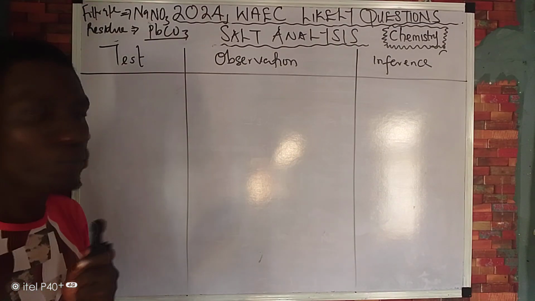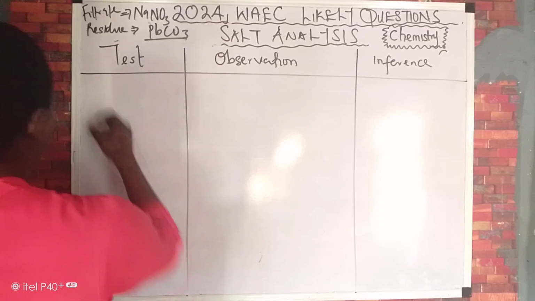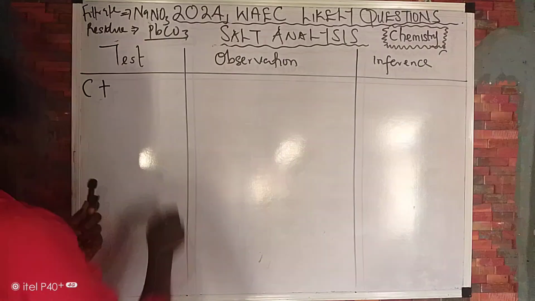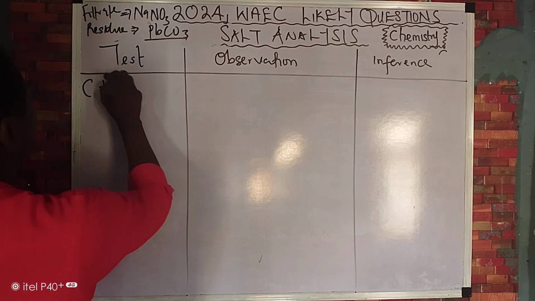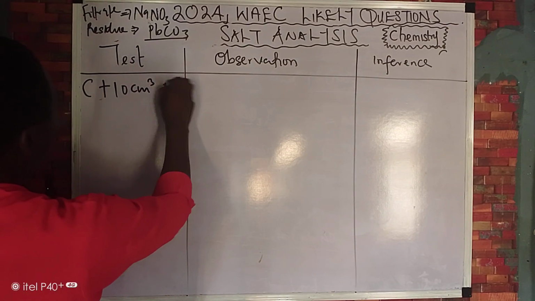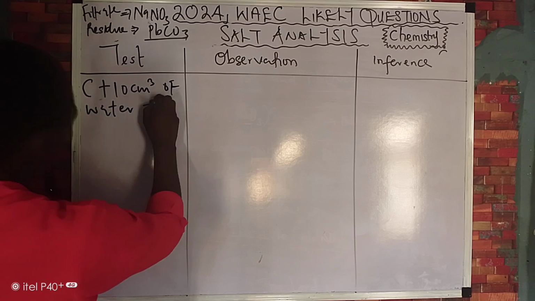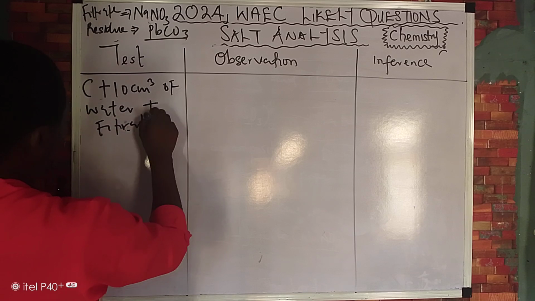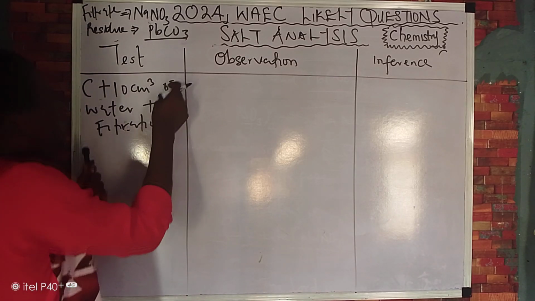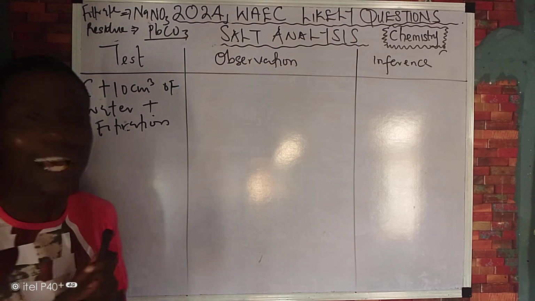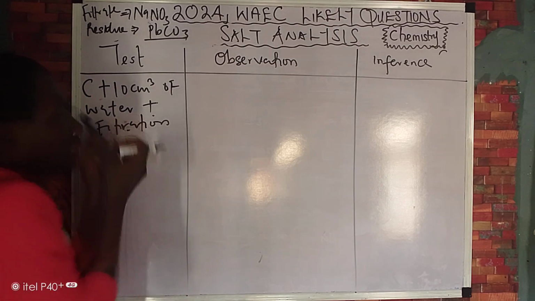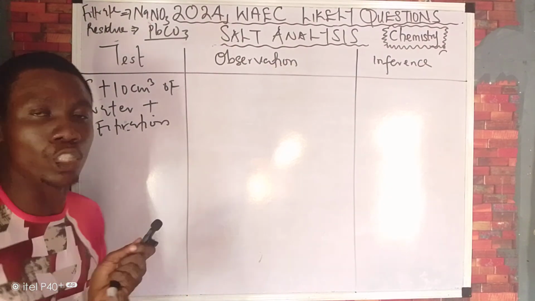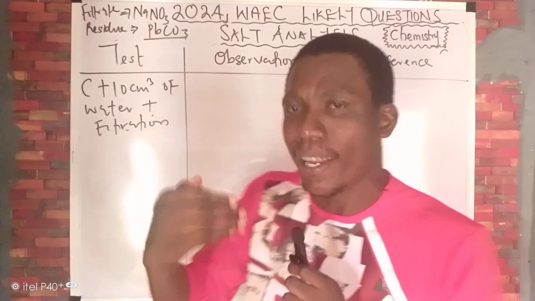Now, the first thing they will likely ask you to do is to dissolve a spatula of your mixture in 10 cm cube of water, plus filtration. Specimen C plus 10 cm cube of water plus filtration. What will be our observation? If you carry this specimen, I told you that some parts will dissolve, some parts will not dissolve. Why? Because specimen C is a mixture of a soluble and an insoluble salt.